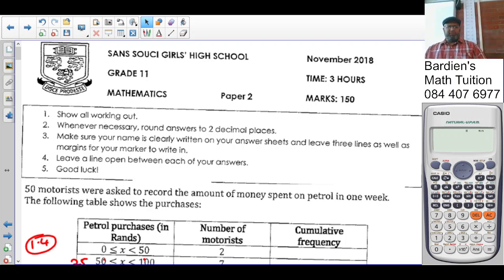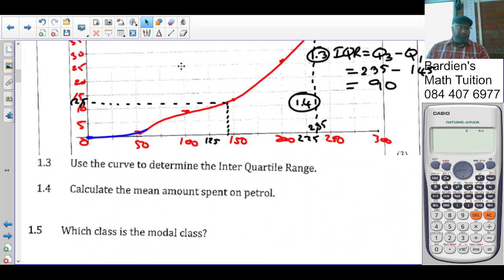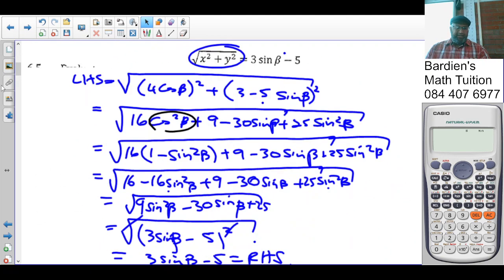Okay, good morning class. So today we're looking at the November paper 2 2018. At this point we are busy with question 9.